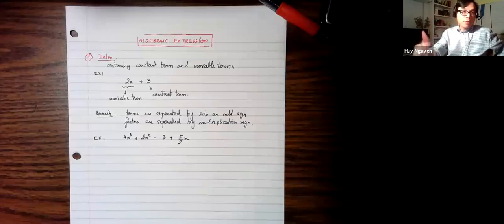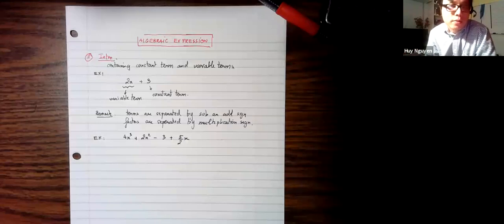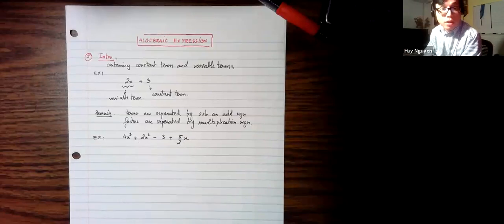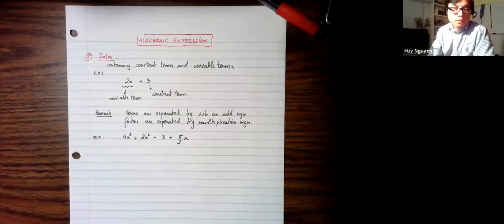However, we have only one constant term, which is 3, or -3 if you include the minus. But we have 3 variable terms. Whatever you see here that includes x will be a variable term, and the one that does not include x will be a constant term. Everybody clear on this? Okay, so that is an algebraic expression.